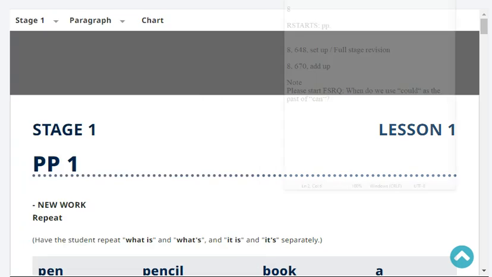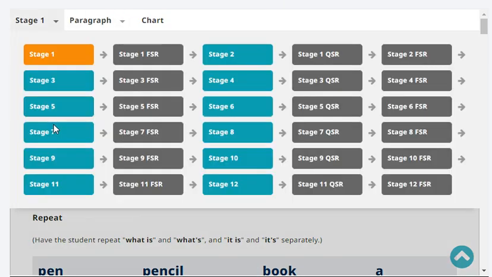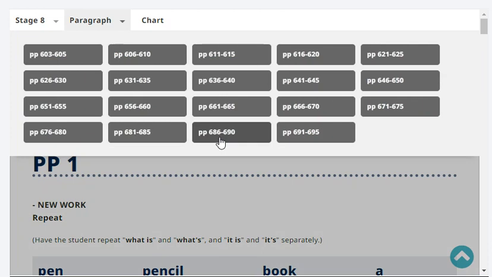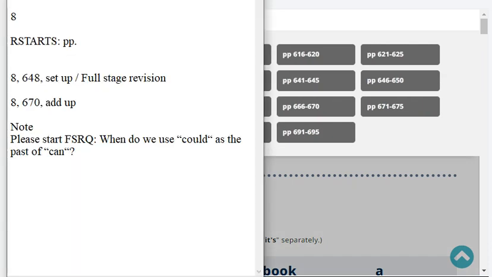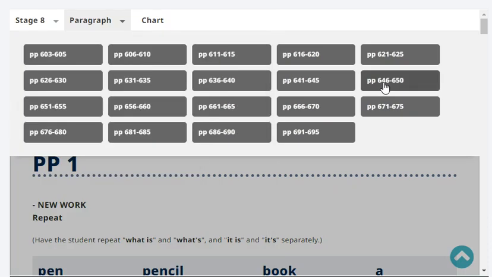Stage 8, full stage revision. And our last headword was set up. Okay, so let's start from where we ended.